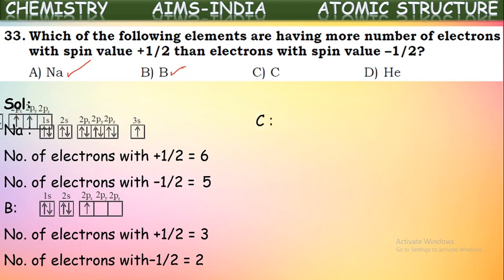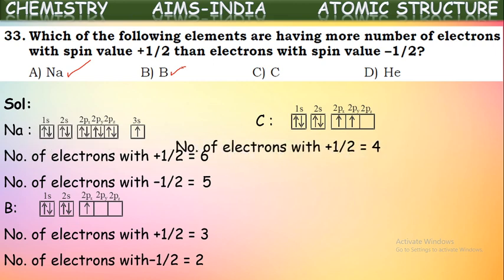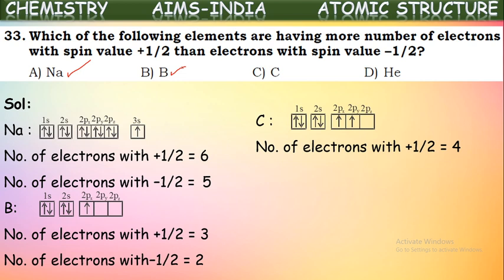Next about carbon. Its atomic number is 6 and its configuration is 1s2, 2s2, 2p2. Now, how many electrons with the positive spin? Only 4 electrons are there. With the anti-clockwise spin, only 2 electrons. So this also has more electrons with positive spin.